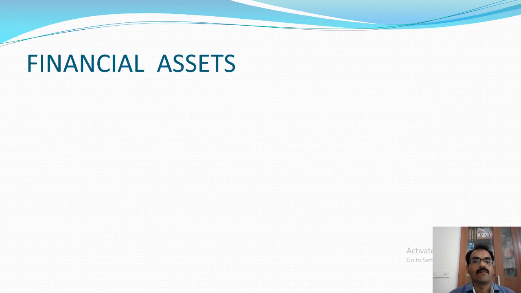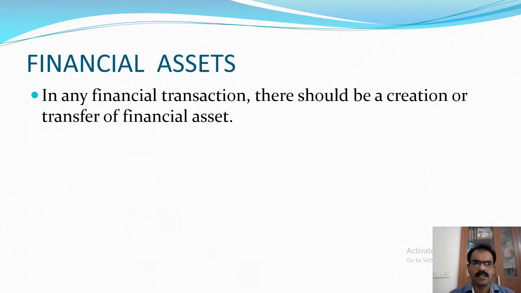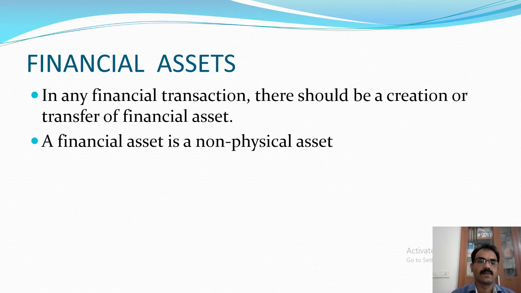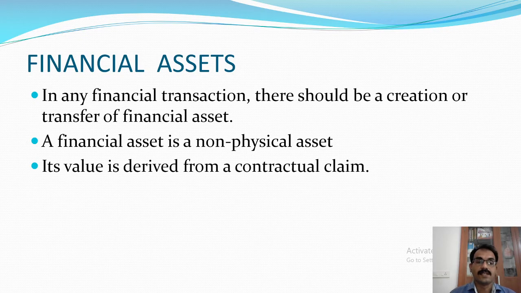Now, financial assets. In any financial transaction, there should be a creation or transfer of a financial asset. You take any financial transaction, and we can see that there will be a creation or transfer of a financial asset. What is the meaning of a financial asset? A financial asset is a non-physical asset. Its value is derived from a contractual claim. It gets no value as it is.